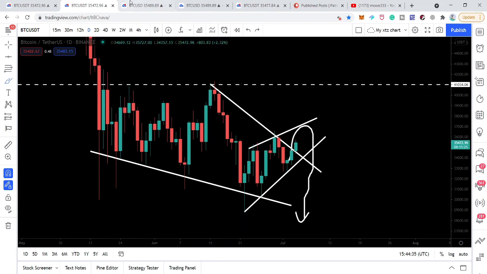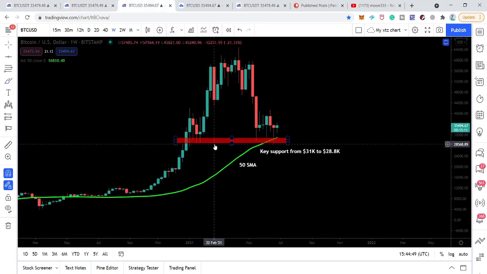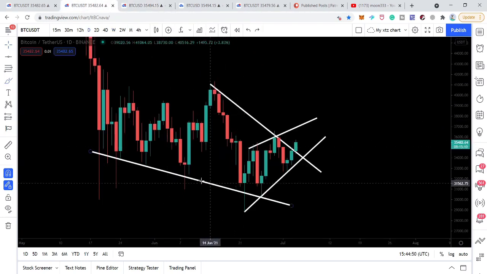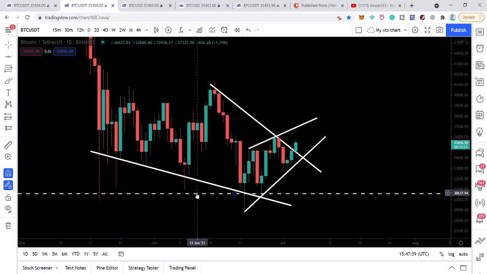And on the bigger time frame, we can see that we have a very strong support zone from $31,000 to $28,800, and we are not even having a close, even on the daily time frame chart, below $31,000. You can see whenever the price action is moving to the downside, let me place this trend line here at $31,000.